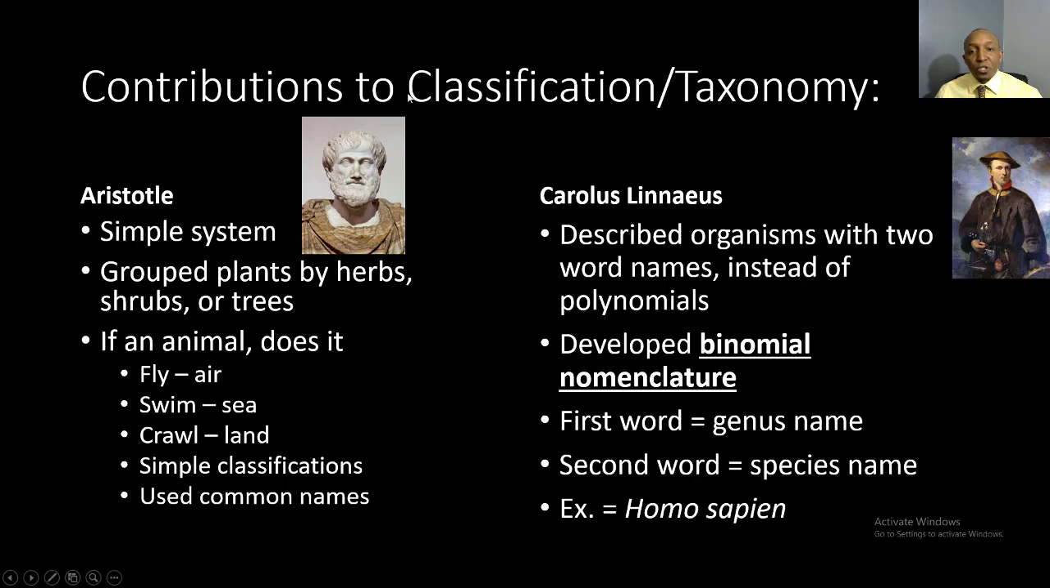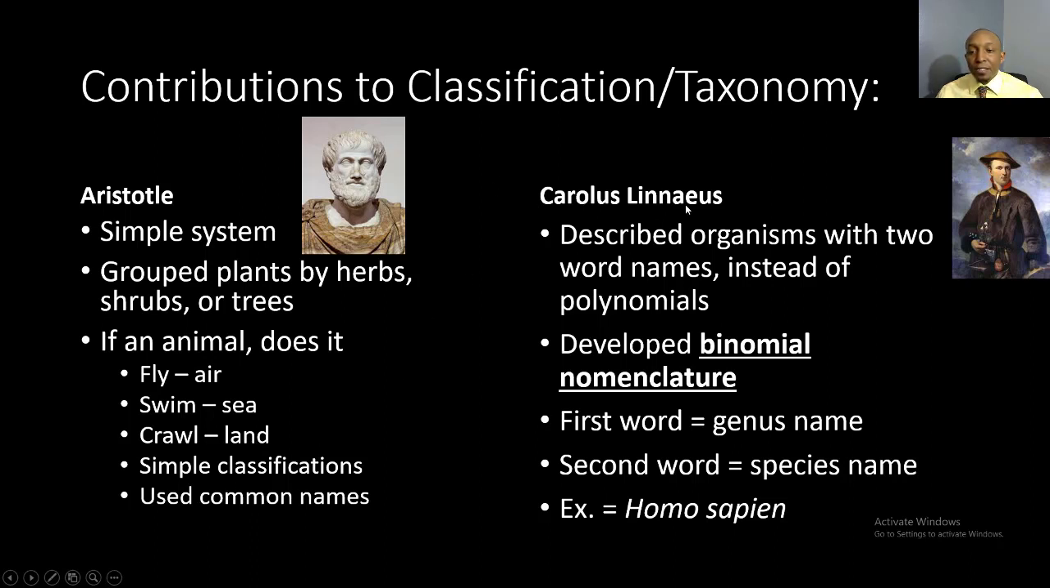So major contributions to classification and taxonomy, well, you have two scientists that made major contributions, specifically Carolus Linnaeus. But we're going to talk about Aristotle first. He made a simple system and he grouped plants as either herbs, shrubs, or trees. And then if it was an animal, does it fly? It was in the air. Does it swim? It was in the sea. And does it crawl? That means it was on land. His classifications were simple and he used common names.